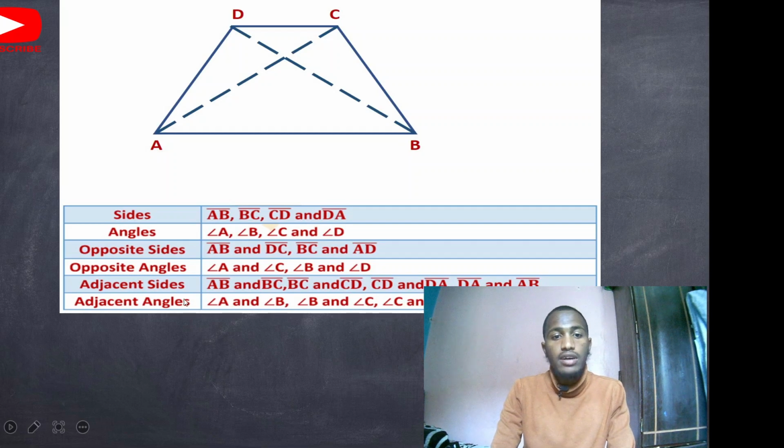And we have adjacent angles. The other name is consecutive angles. Angle A and angle B are adjacent angles. Angle B and angle C are adjacent angles. Angle C and angle D are adjacent angles, and angle D and angle A are adjacent angles.